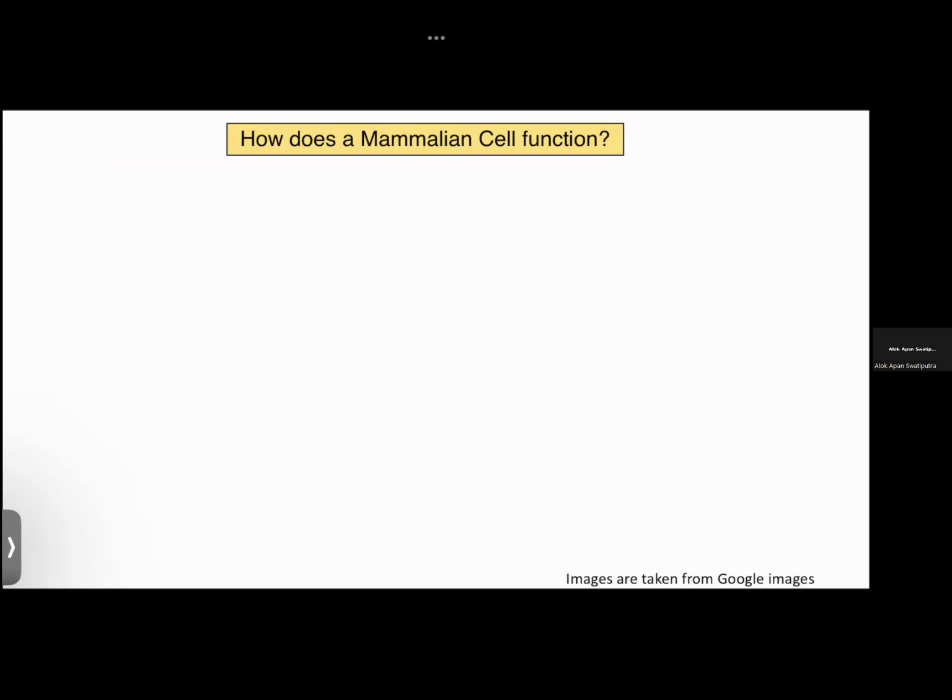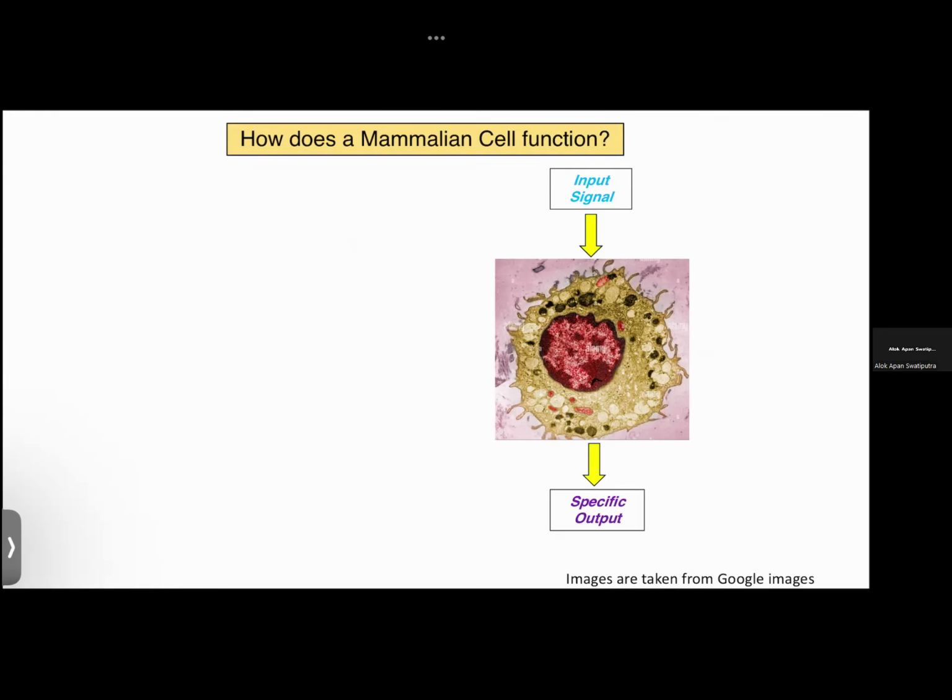Okay. So how does a mammalian cell function? If you think carefully, just like the picture I had shown you, every system, in this case a mammalian cell, receives some input signal from the environment, from certain drugs, or from any other sort of chemical signals or physical signals found in its environment. It processes it and gives a specific output in terms of a physiological response. So it's essentially an information processing system. Whatever information or signal it receives, it processes it and gives an output result.